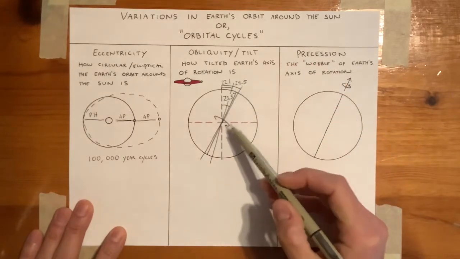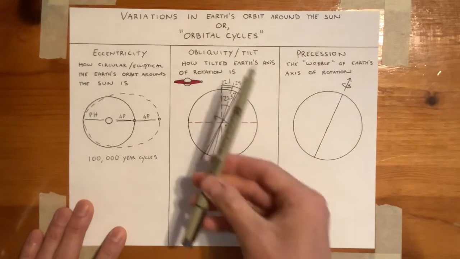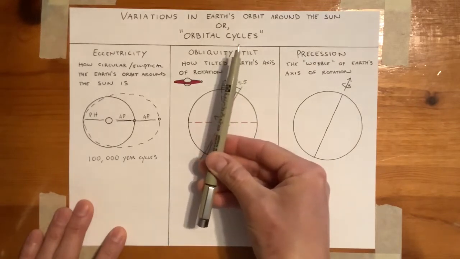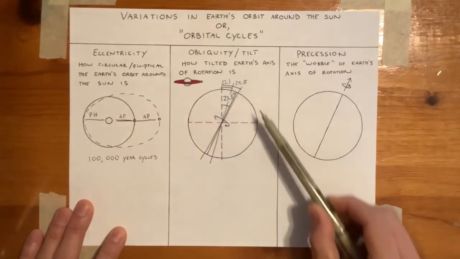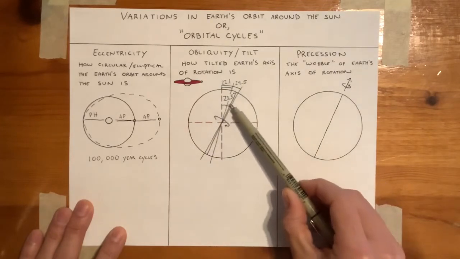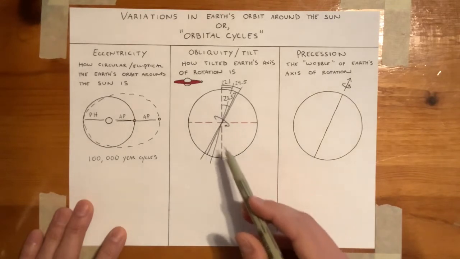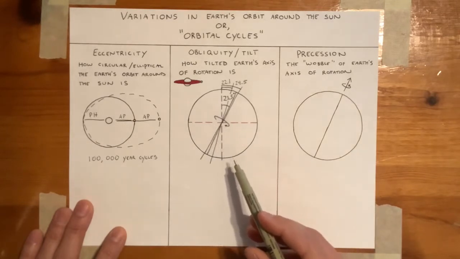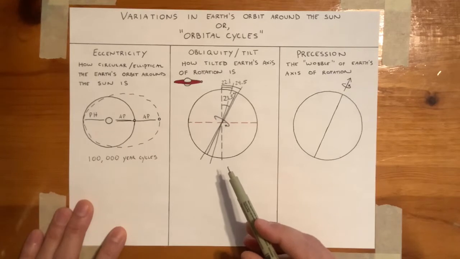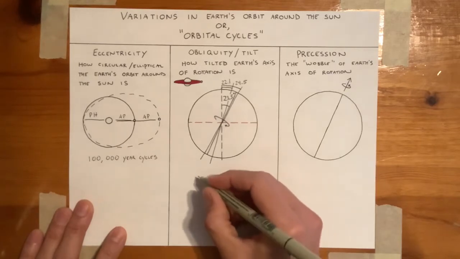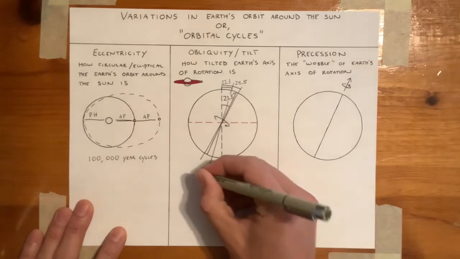So again, I've greatly exaggerated this here just to make the point, but Earth's axis of rotation moves back and forth between 22.1 degrees and 24.5 degrees. Currently we're at 23.5 degrees. Okay, and obliquity, the tilt of Earth's axis of rotation, varies on 41,000 year cycles.